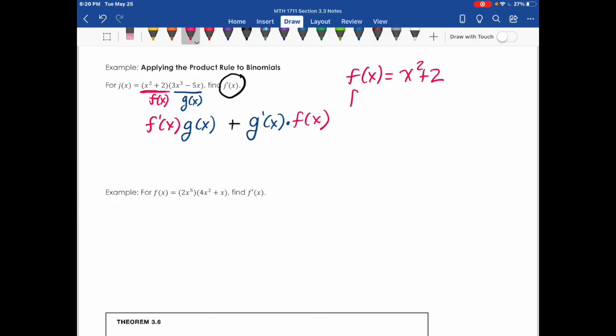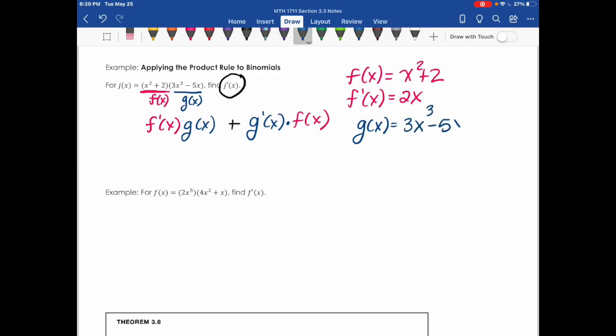If I want to find the derivative of f of x, we said f of x is x squared plus 2. F prime of x is going to be, using our shortcuts, I bring the 2 down in front and I decrease the exponent by 1. So that makes it 2x to the first. And when I take the derivative of a constant, which is 2, it's just 0. So my derivative of f of x is going to be 2x.